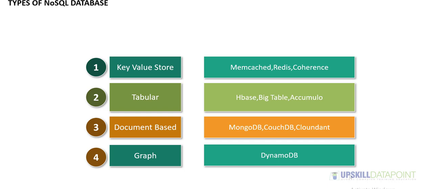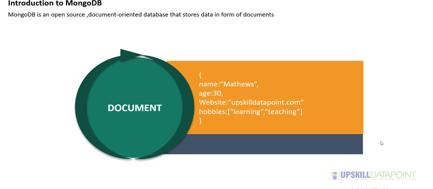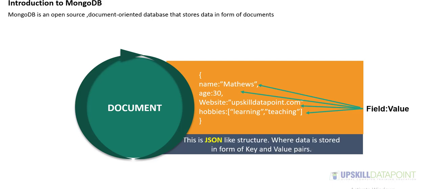So NoSQL databases give data scientists the flexibility they need to adapt to changing requirements while scaling to meet the compute and storage needs of their analytical projects. So MongoDB is a very popular open source document oriented database which stores data in the form of documents. Here we can see that the document consists of fields and the fields are containing certain values. So this is like a JSON-like structure where the data are stored in the form of key and value pairs.